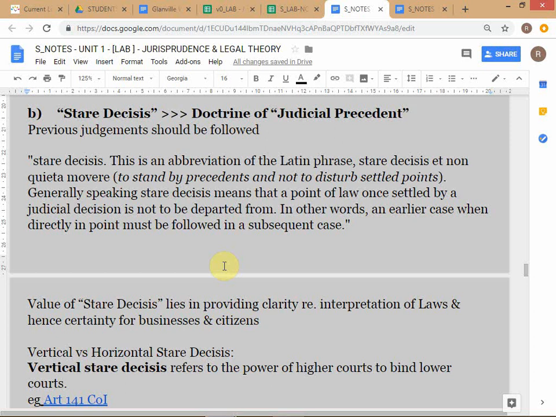So we have deviated quite a bit from the legal aspect of the judicial precedent, but you need to be able to study everything from a multidisciplinary point of view, okay? You don't need to be locked in a silo where we only look at the law. We can see the connection between the law and the real world.